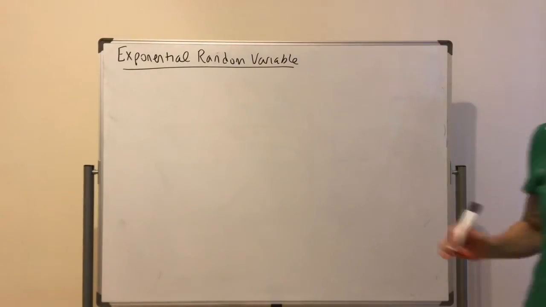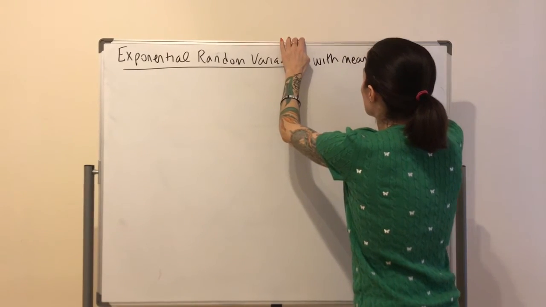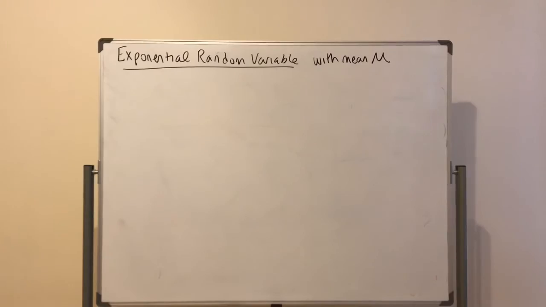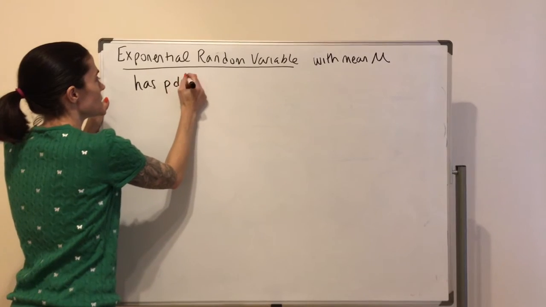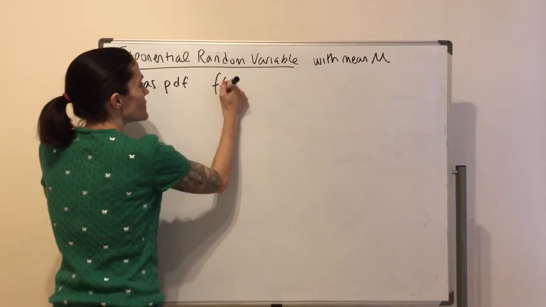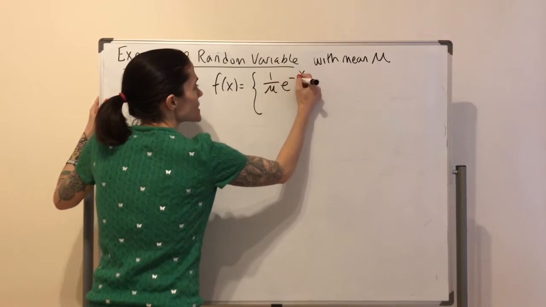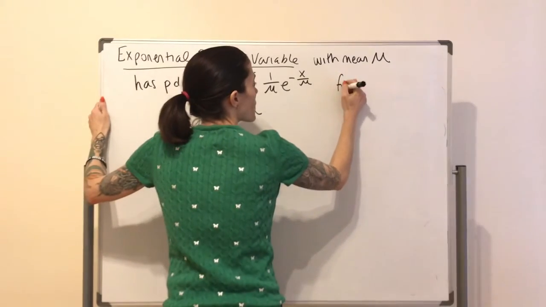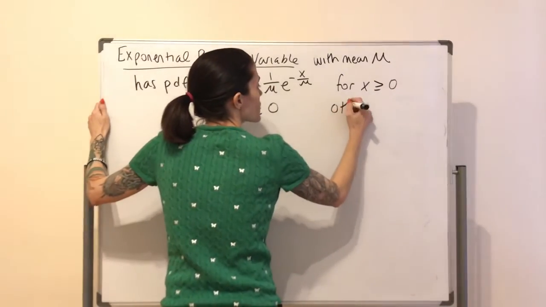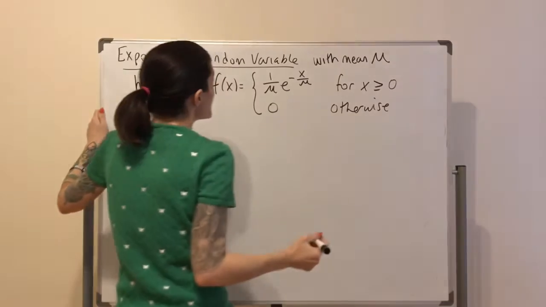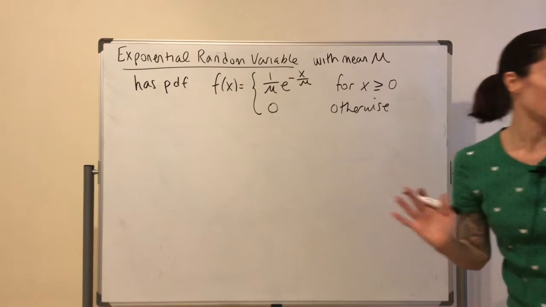So here, an exponential random variable has the parameter being the mean, mu. Okay. So this has probability density function as follows. f of x is 1 over mu e to the minus x over mu, and this is for x bigger than or equal to 0, and 0 otherwise. Okay, this is what an exponential random variable has as its PDF.